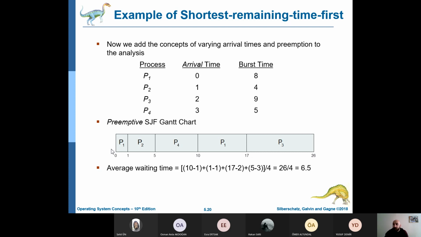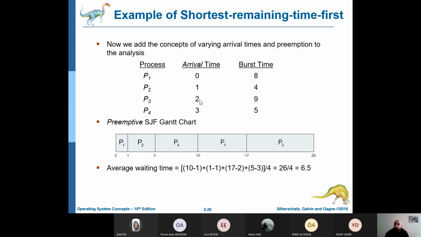So here at time 0, we have just P1, so we have to start with P1. At time 1, after 1 millisecond, P2 arrives at the ready queue, and P2's burst time is 4, but the remaining job for P1 is 7. So P2 is shorter than the remaining part of P1. So we are going to preempt P1 from the CPU, and we are going to start to execute P2.